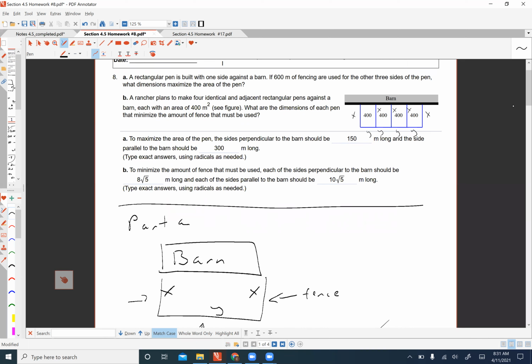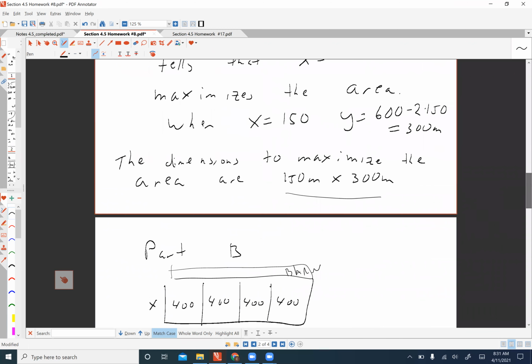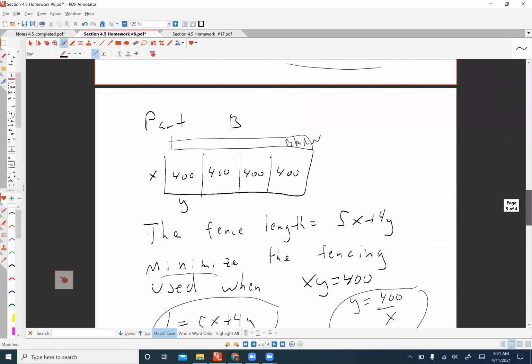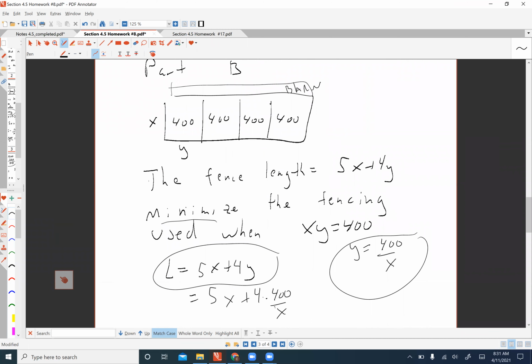Okay, so the sides perpendicular to the barn we'll call X, and the sides parallel to the barn we'll call Y. The amount of fencing required is, because we have five sides perpendicular but just four sides parallel, 5x plus 4y. That's the length we're trying to minimize. Again, it's a function of two variables, but here's our constraint function: xy is 400, or y is equal to 400 over x.